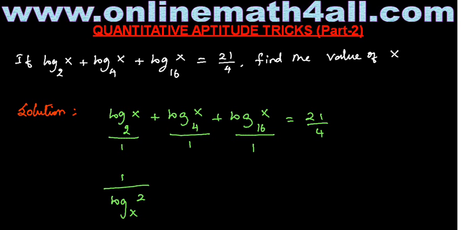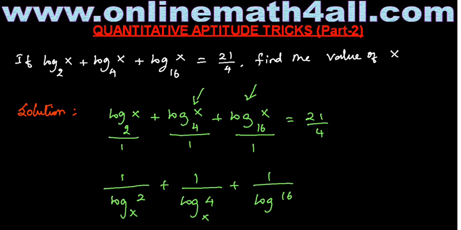The same thing I am going to apply for this one and this one. 1 over log 4 to the base x plus 1 over log 16 to the base x is equal to 21 over 4. Okay students, the next step is that I am going to write this 4 as 2 to the power 2, because the value of 2 to the power 2 is 4, and I am going to write this 16 as 2 to the power 4, because the value of 2 to the power 4 is equal to 16. I'll show you this on the next page.